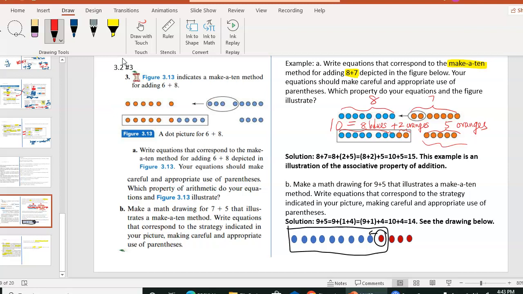So first thing, we need to write equations that correspond to the drawing. Write equations, and be careful with the parentheses. And also we need to know which property is used here. Okay, so first let's write down the equations. Now this is the original. So let's look at the beginning. So we had 8 blues plus 7 oranges. So that was the problem we asked to solve. What's 8 plus 7? In your case, it is 6 plus 8.